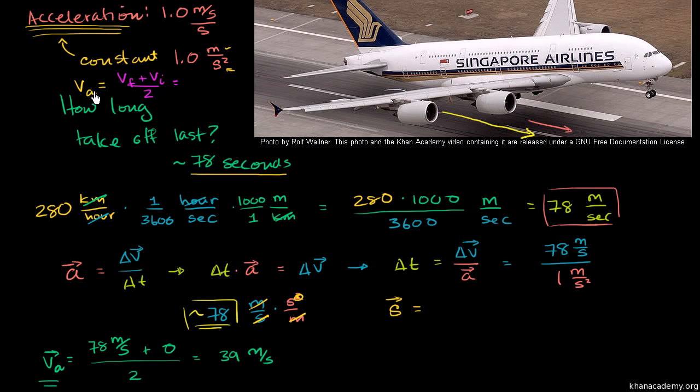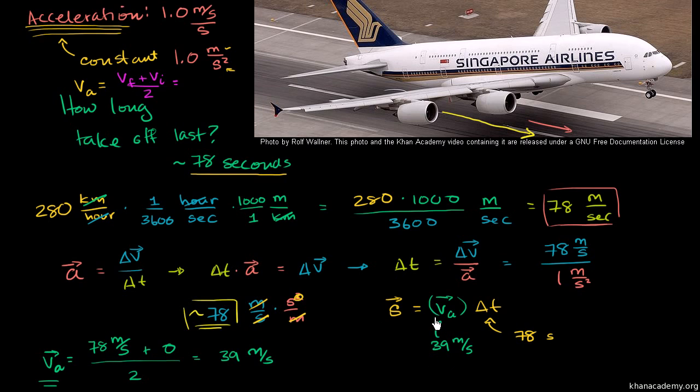And the value of an average velocity, in any situation, but in this situation we can calculate it this way, is we can figure out our displacement by multiplying our average velocity times the time that goes by, times the change in time. So we know the change in time is 78 seconds. We know our average velocity here is 39 meters per second. Just the average of 0 and 78, 39 meters per second.